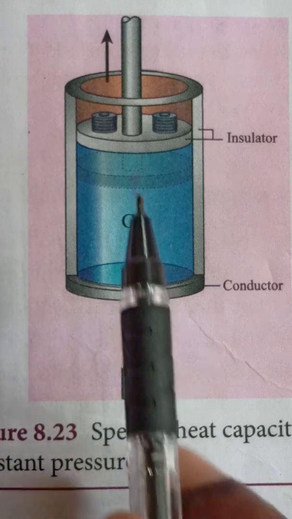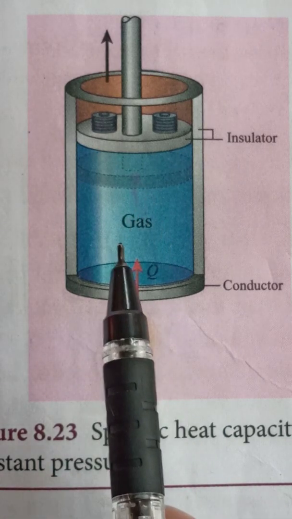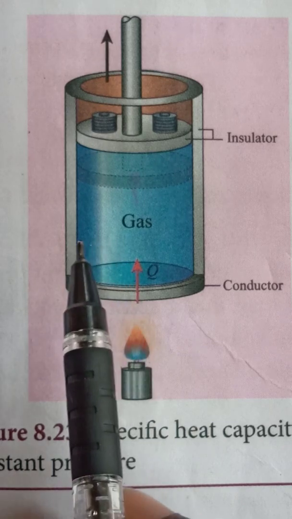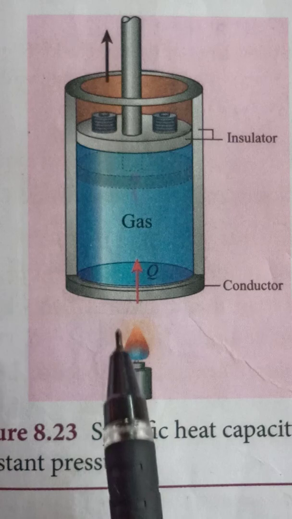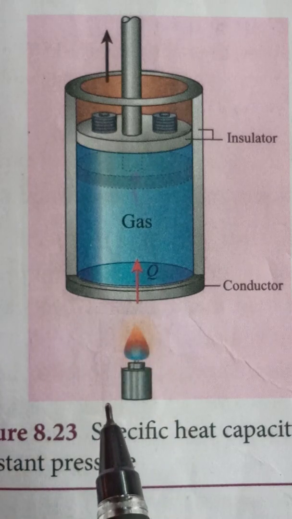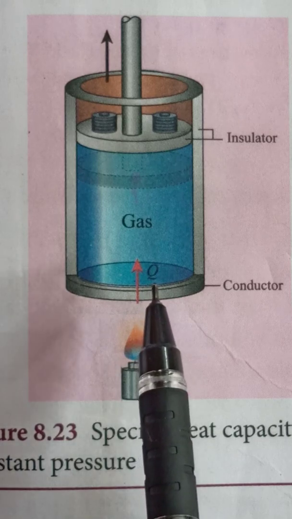If the volume increases, what will happen? Pressure is constant. So this is the condition. So at the constant pressure of the gas, the volume will increase while heat is given to the cylinder. Okay, this is called what? Specific heat capacity at a constant pressure.